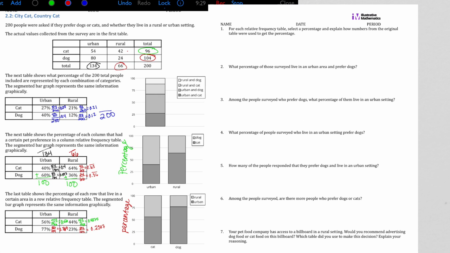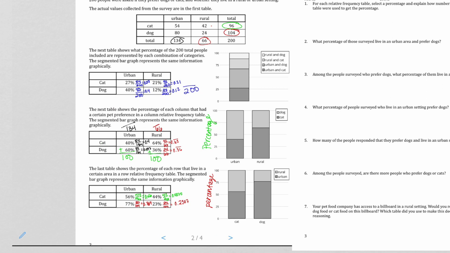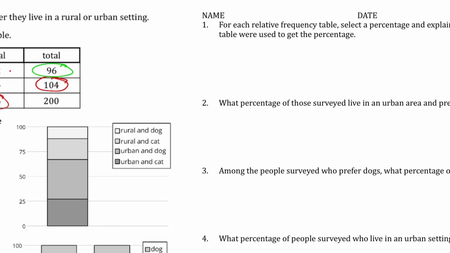So for number 1, for each relative frequency table, select a percentage and explain how the numbers from the original table were used to get the percentage. That's why I already had us walk through all of these. So we can just take one number from each table and say this is how you get it. I'm going to label these as my first table, 1, 2, and 3. So over here we're going to write first, second, and third.